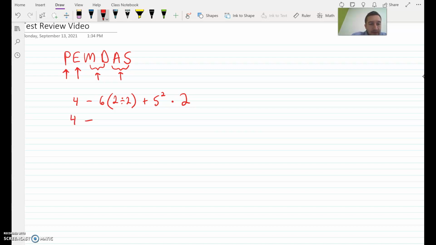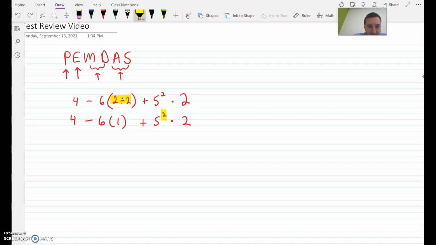4 minus 6. Now we do the parentheses first. 2 divided by 2 is 1. So we put that in, and we write our second step. Now we look, and what comes next after the P in parentheses? It's the E for exponents. And I know that there are parentheses here, but there's nothing to do with those parentheses. That's actually just showing multiplication, negative 6 times 1. So don't think that is parentheses.